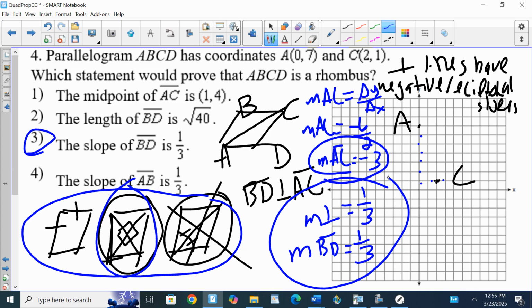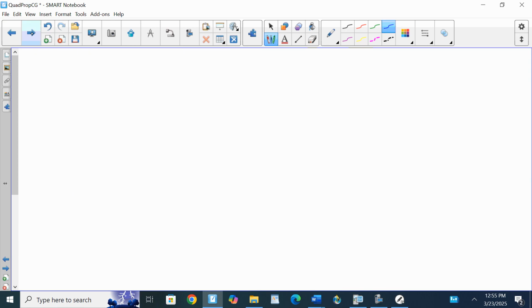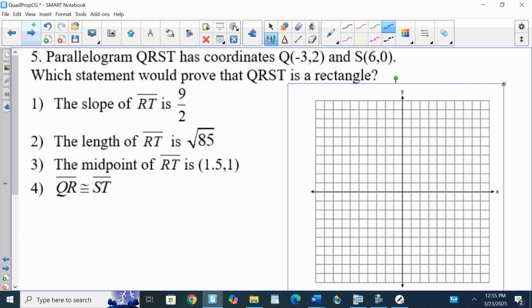Is every problem going to be exactly the same? No, but that's the gist of it. Let's go over maybe two more. I'm not going to actually do this problem. I'm just going to talk about it.